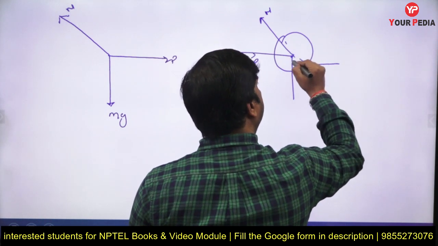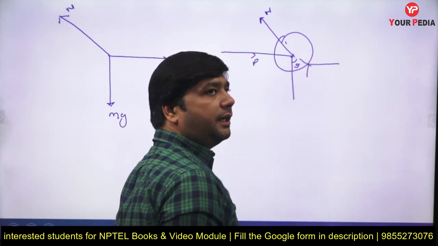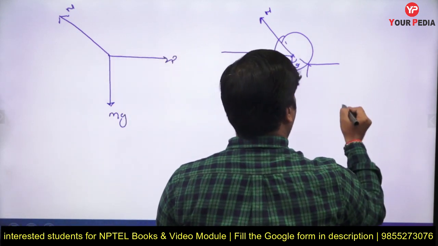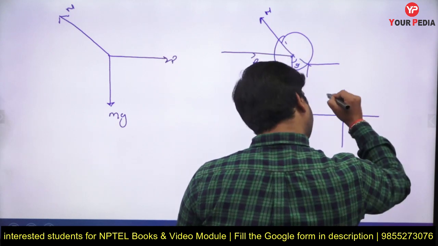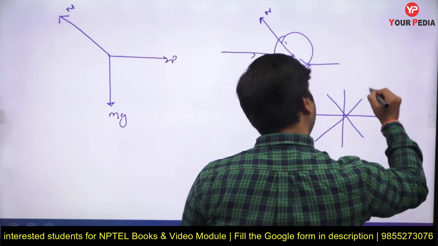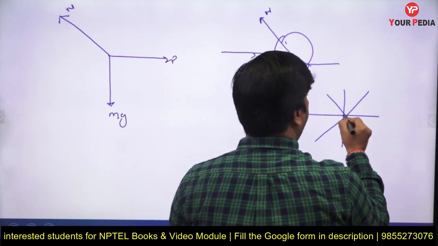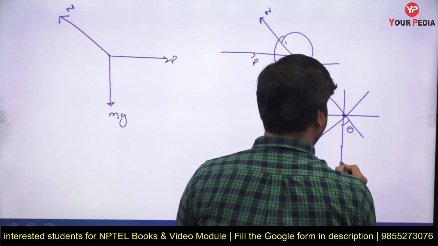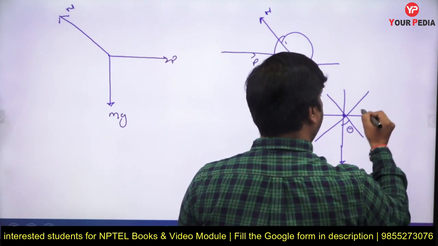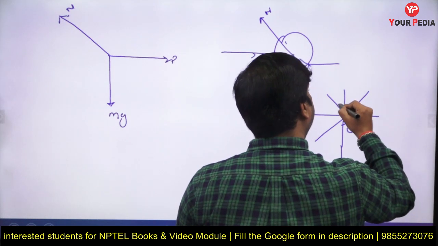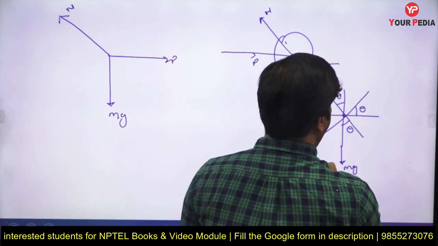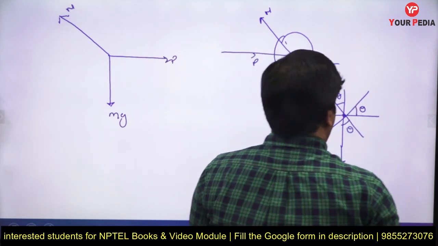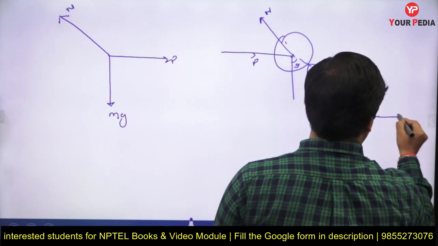So I am assuming this one is a cylinder having the radius of r. First of all, we just see how this force is acting. This is the angle theta which is made from the mg. This is mg. So this theta, this is also theta and this is also theta. This is another force, that is N, and this is another force, that is P.